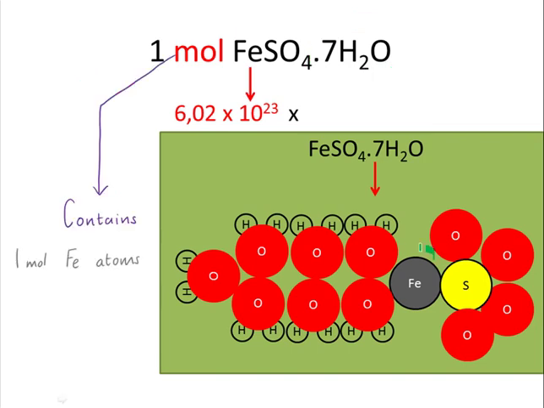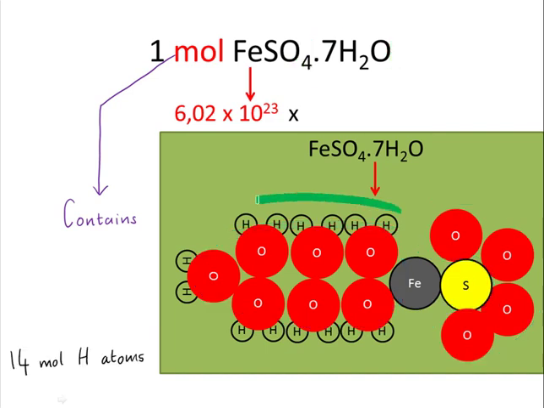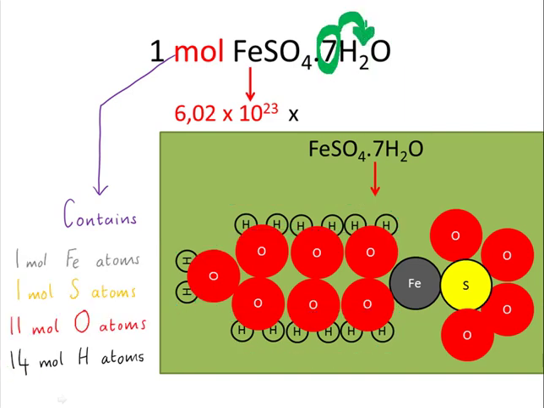1 mole of this contains 1 mole iron atoms, 1 mole sulfur atoms, 7 plus 4, which is 11 moles oxygen atoms, 7 times 2, which is 14 moles hydrogen atoms. So notice that that 7 refers both to the hydrogen and the oxygen. So it's 7 times 2, 14 for hydrogen, 7 times 1, there's actually a little 1 down there with the oxygen, although we don't write it, which is 7 for the oxygen atoms.